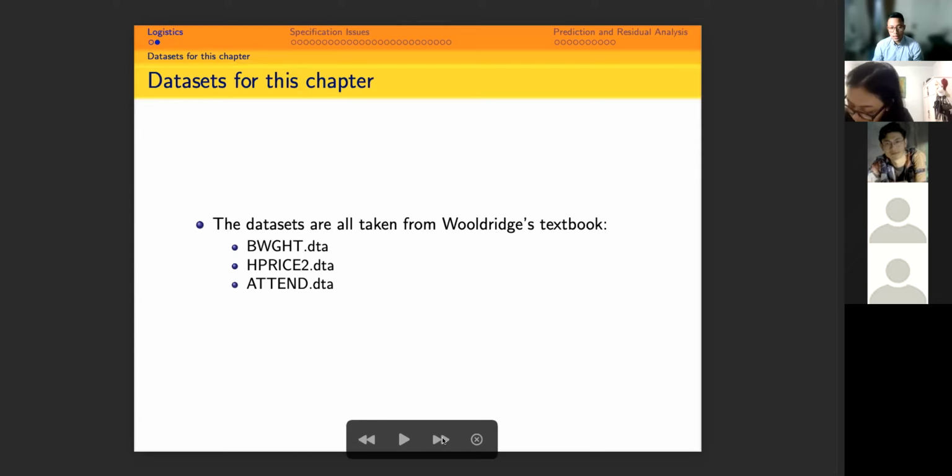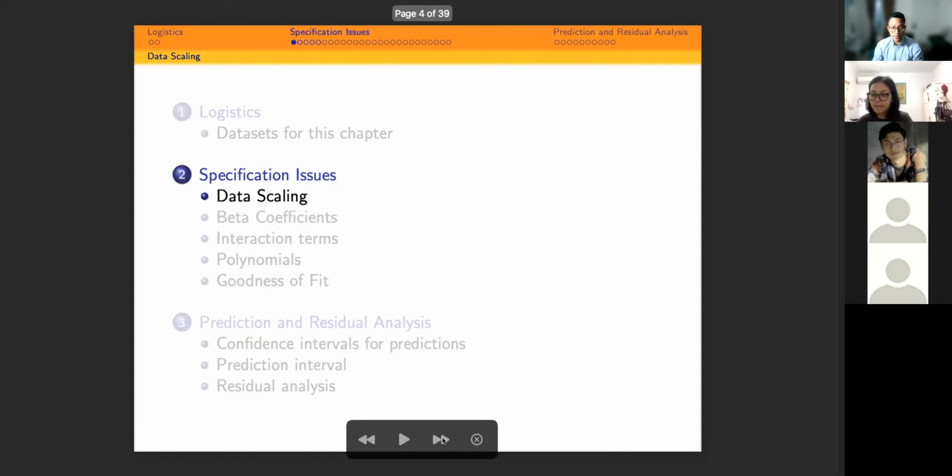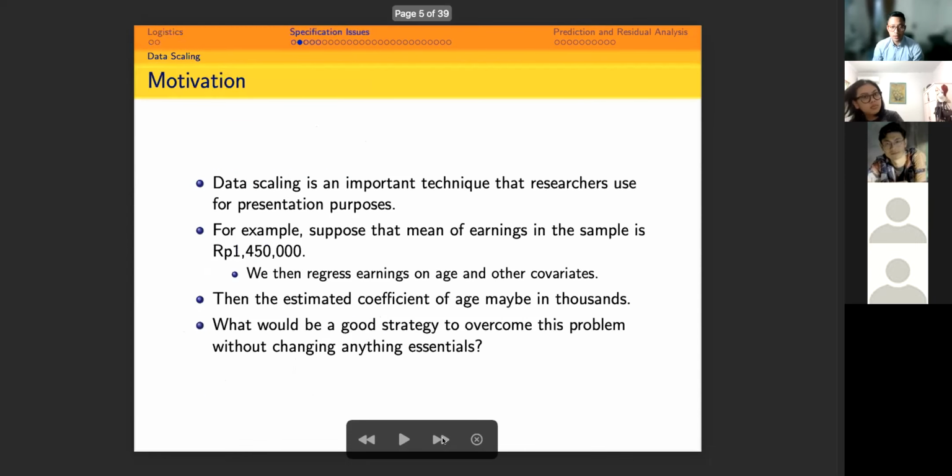The data sets for today's lecture are all taken from Jeffrey Wooldridge's textbook. The first one is on birth weight, the second one is on house price, and the third one is on attendance. So you all have access to these data sets, and you can use them for exercises later on. All right, let's start with the first one, which is data scaling.